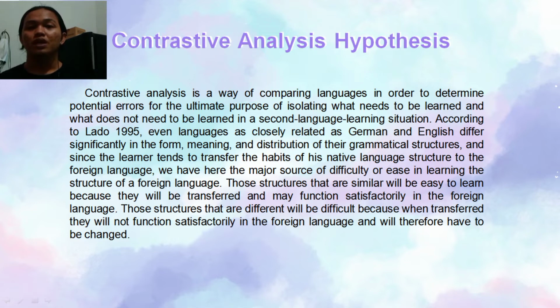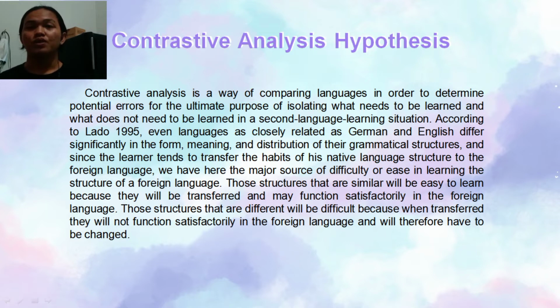According to Lado 1995, even languages as closely related as German and English differ significantly in the form, meaning, and distribution of their grammatical structures. Since the learner tends to transfer the habits of his native language structures to the foreign language, we have here the major source of difficulty or ease in learning the structures of a foreign language.